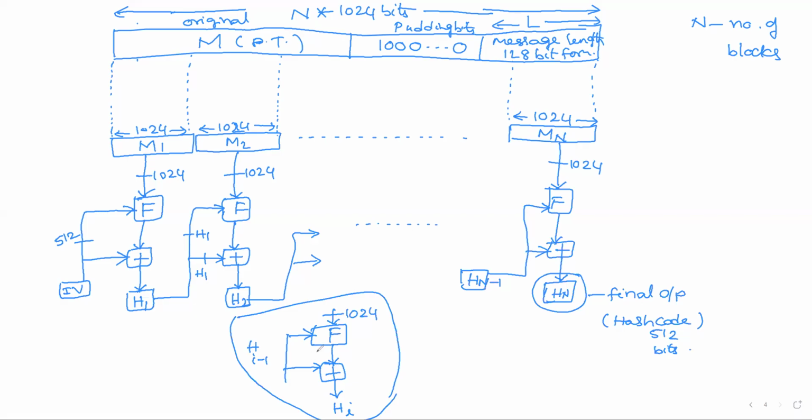Then you have the initial vector here. You can represent this like H naught, because all these are hash codes, but this one is not actually a hash code, as it is not generated by the algorithm. You are taking this initial vector, so it is better to represent it also like H naught. It is of 512 bits.